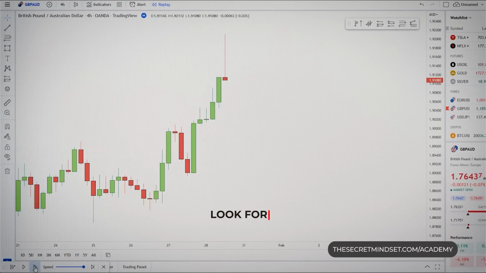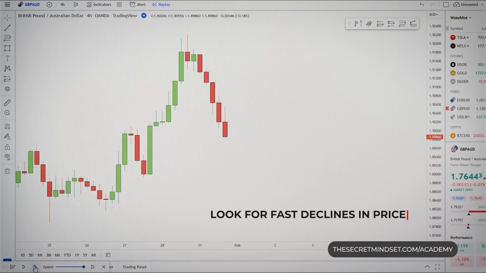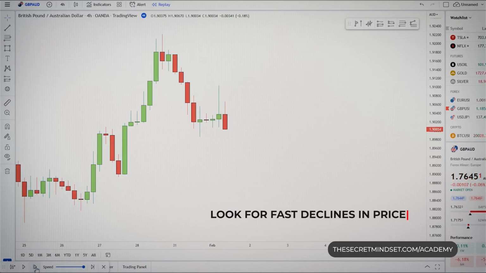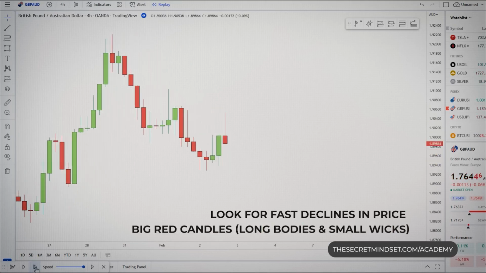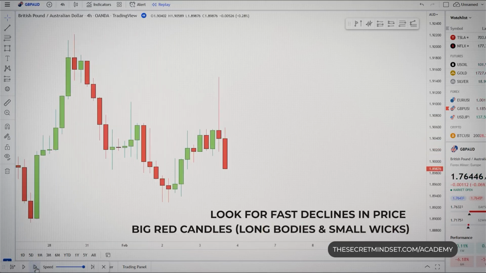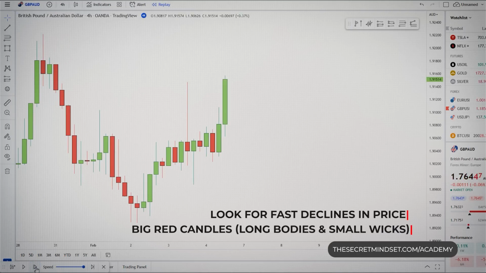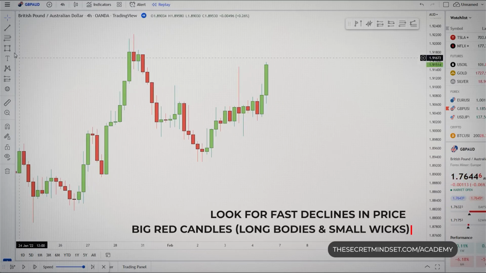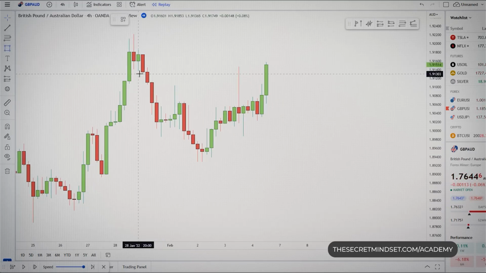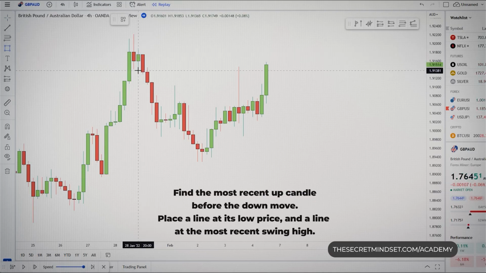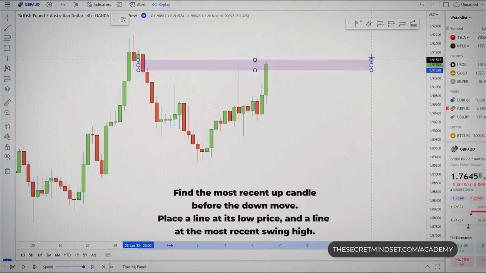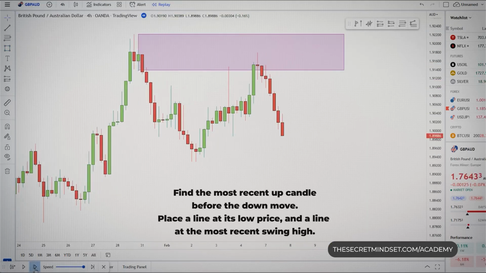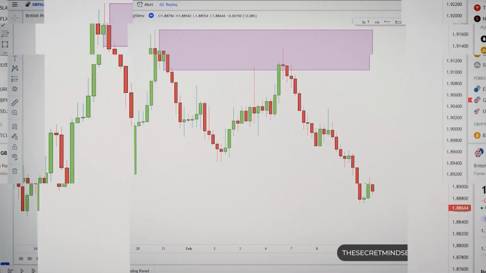To find supply zones, first, you're looking at fast declines. Sharp declines occur when supply comes into the market, which happens when the banks sell. Again, you look for big red candles with long bodies and little or no wicks. In theory, price has a high probability of reversing once it returns to the source of the decline. You then find the most recent up candle before the sharp down move and place a line at its low price, and another line at the most recent swing high that formed at the source of the move.